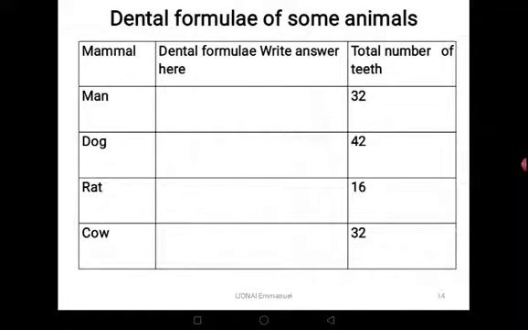So I want to ask you, before I give you my dental formulae, I want you to try to write the dental formulae for the following organisms. I have given you the total number of teeth for each one of them. So you have a task to write a dental formula for each one of them: man, dog, rat, and a cow. I want you to write this dental formula and then send it to me in my inbox. I would like to see, and then we shall do corrections together.